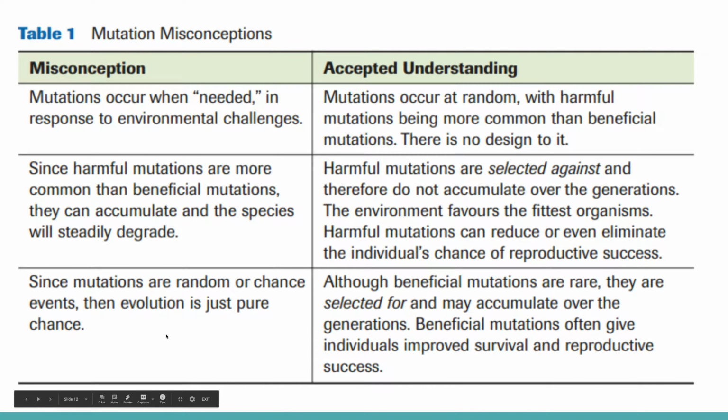Again, and the last one, mutations are random or chance events, then evolution is just pure chance. So that's the next misconception. Although beneficial mutations are really rare, when they happen, they're selected for. Those individuals are the ones that will reproduce, so the mutations can accumulate over generations, and beneficial mutations often give individuals improved survival and reproductive success.